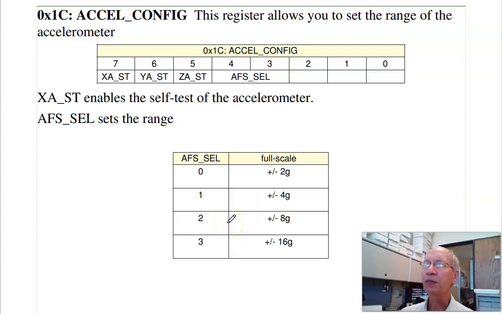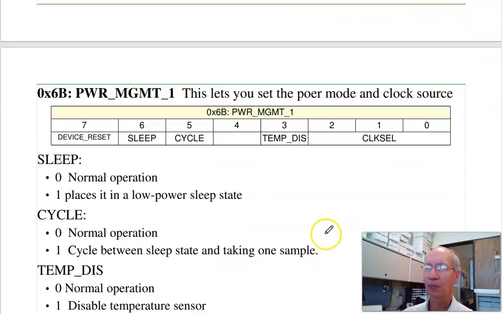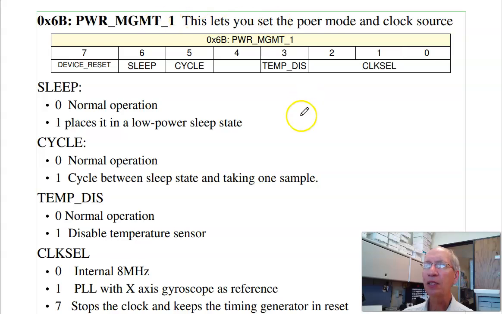The acceleration configuration enables the self-test on the accelerometer, and SEL sets the range. Do I want to measure acceleration up to 2 Gs, 4 Gs, 8 Gs, or 16 Gs? I'm going to be using 2 Gs. And then the power management lets you turn on and off the sleep cycle, and clock select, using 0, normal operation.